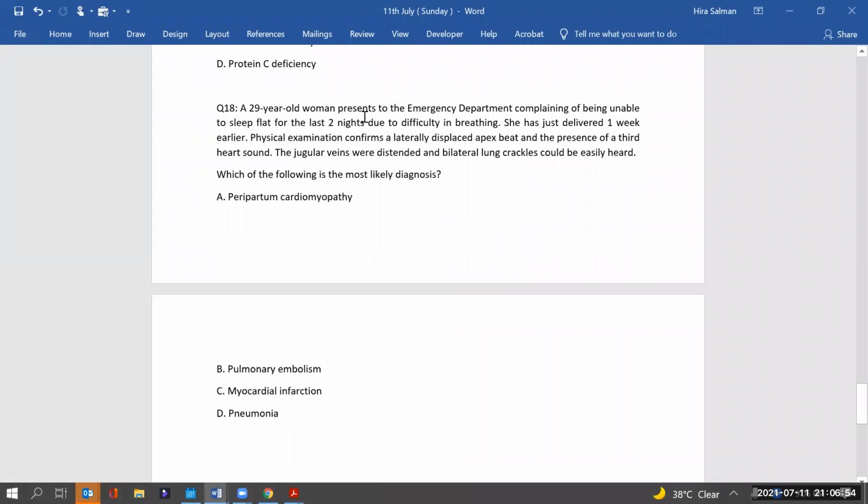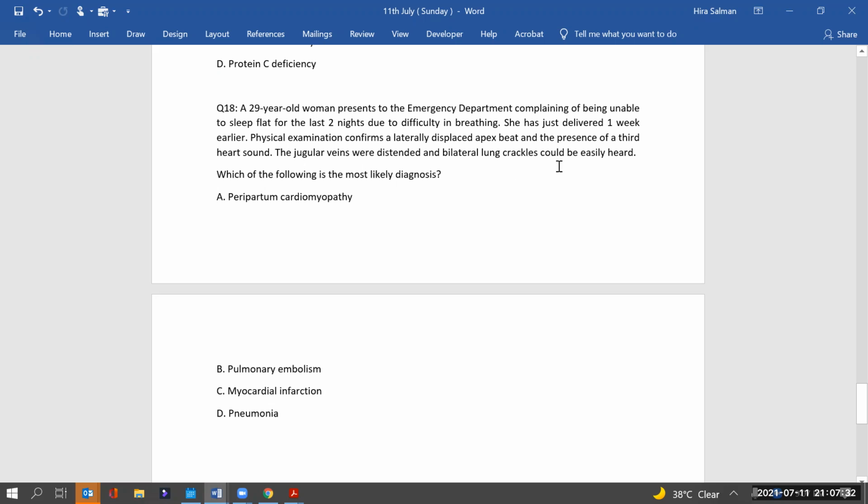A 29-year-old woman presents to the emergency department complaining of being unable to sleep flat for the last 2 nights due to difficulty in breathing. So difficulty in breathing, a very important clue symptom here. She has just delivered 1 week earlier. Physical examination confirms a laterally displaced apex beat and the presence of a third heart sound. Whenever there is a third heart sound, always think of left ventricular dysfunction. The jugular veins were distended and bilateral lung crackles could be easily heard. So which of the following is the most likely diagnosis? Again, you can see difficulty in breathing.